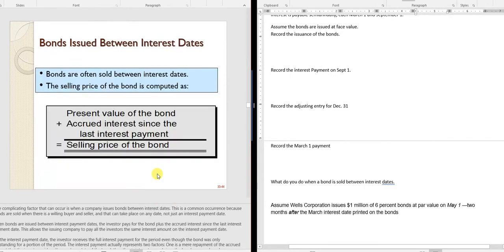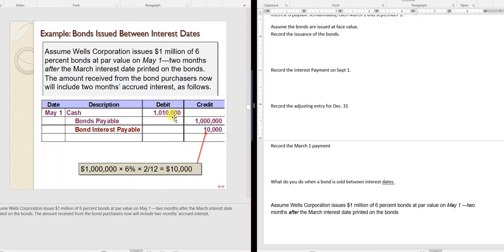Okay, what happens when you sell the bonds between interest rates? Well, you only earn interest when that bond is yours. So what happens is the seller charges you for that interest. For instance, if the bond is $1,000 and you're going to get a $30 interest payment, but you only owned it for 1 month, they're going to charge you for the interest that you didn't earn. So we'll do one of those, you'll see it.